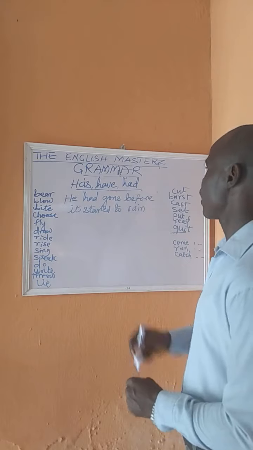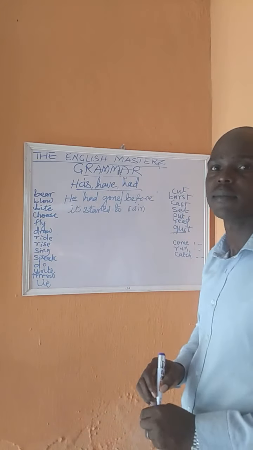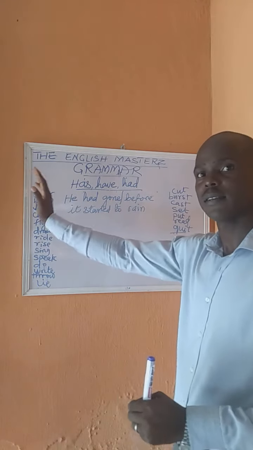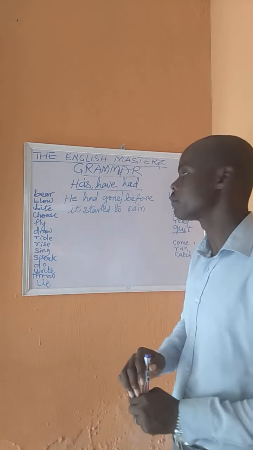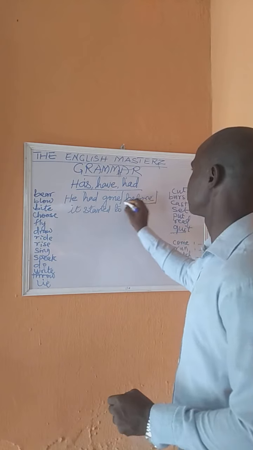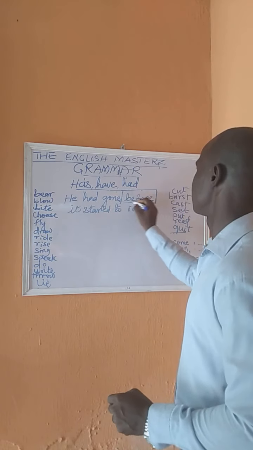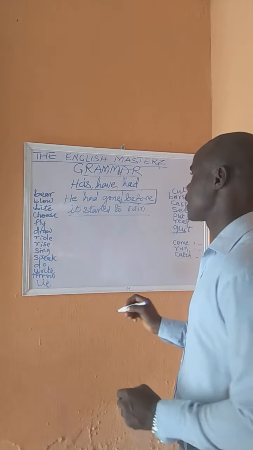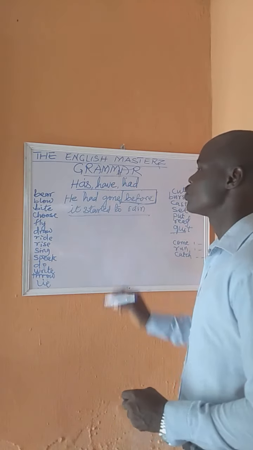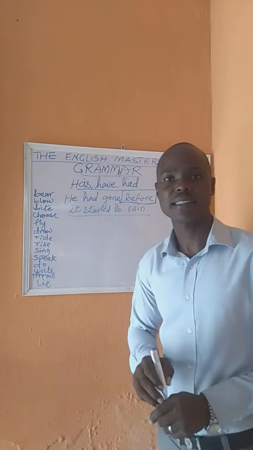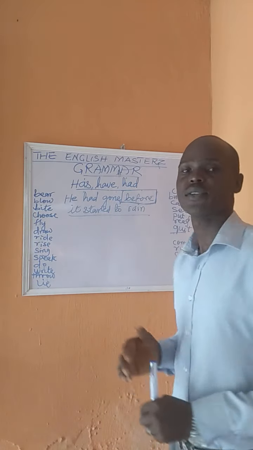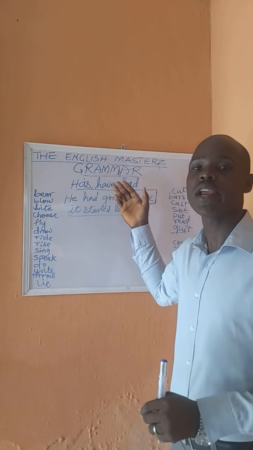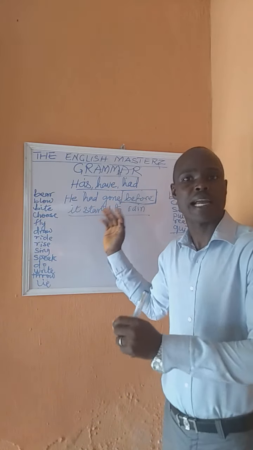Okay, now let's analyze. He had gone, one clause. Subject he, had, then gone, clear. A clause is formed. Then we link these with the word before, and we introduce a second clause, which now says, it started to rain. Another clause. So we did not just use had at will. We understood what we needed had for.